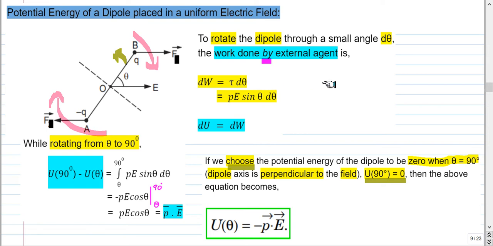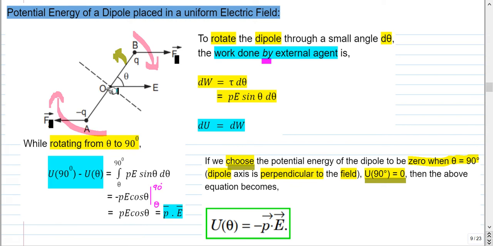This is analogous to work done in translational motion, which is F dot ds. For rotational motion, it is torque times d theta. And torque is P cross E, which is PE sin theta, where theta is the angle between P and E. So this work done by the external agent will go into increasing the potential energy of the dipole. So the increase in potential energy is dW.